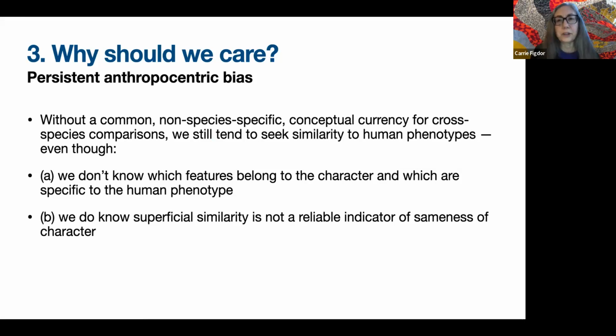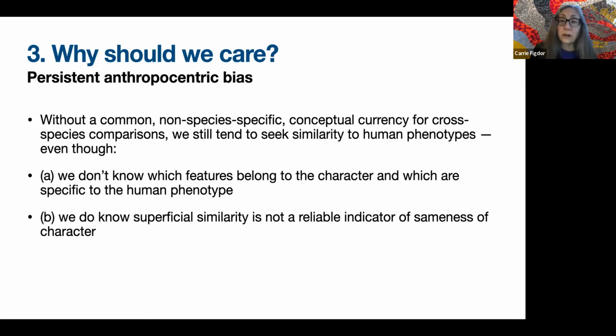So that's why there's a sort of basic conceptual confusion about the questions that are being asked when you're talking about human uniqueness. It also perpetuates a certain anthropocentric bias. I mean, we've seen that, a history of thinking of non-humans as not having any sort of reason or higher reason. And so without having characters as a kind of common currency for making comparisons, we still tend to look for similarity to human phenotypes, right?